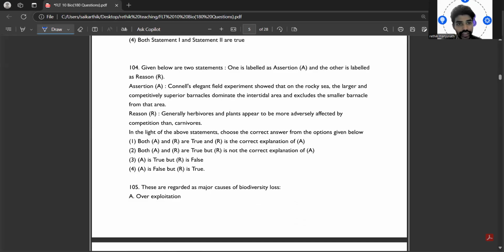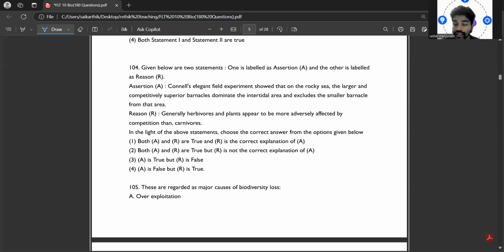what would be the answer for 104 here? Given below are two statements. One is the assertion, and the other one is the reasoning. So here, the assertion says that Connell's elegant field experiment showed that on the rocky sea shore, the larger and competitively superior barnacle dominates the intertidal area and excludes the smaller barnacles from the area.